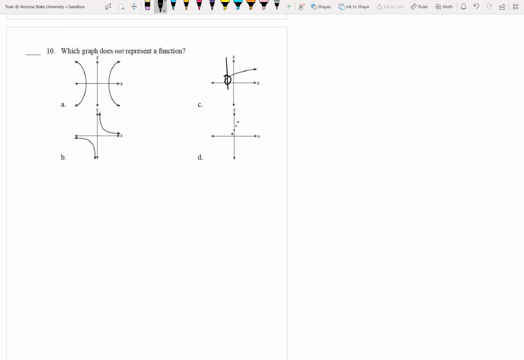So that slice only touches once. This slice only touches once. That slice will only touch once if I extended the graph. So no matter where I slice it, C is a function. Going through that logic, the only graph that fails that test should be graph A. Because if you notice, if I make this slice here, hey, this one touches the graph in 2 spots, more than once. So by the vertical line test, it is not a function. So the answer should be graph A.